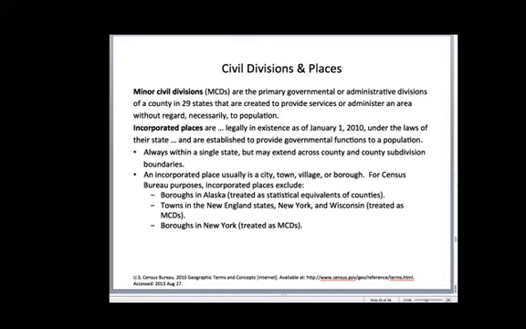For Census Bureau purposes, the incorporated places exclude the boroughs in Alaska, towns in New England, and boroughs in New York. Just let me focus on this because many of you may be from New England. Towns in New England are actually viewed as minor civil divisions up above. There are some towns in New England which contain virtually no population.